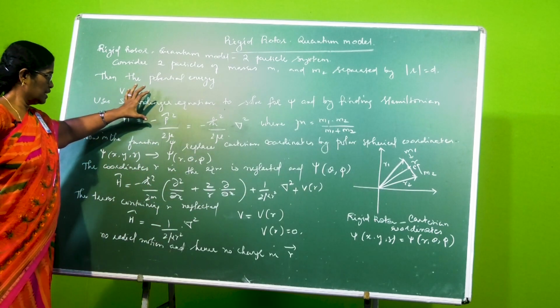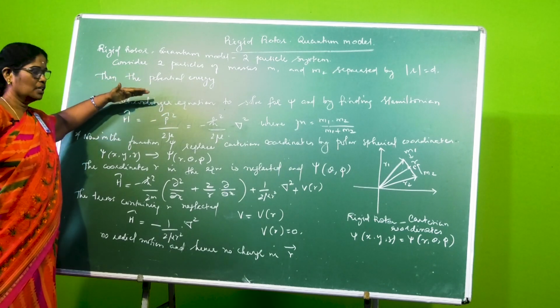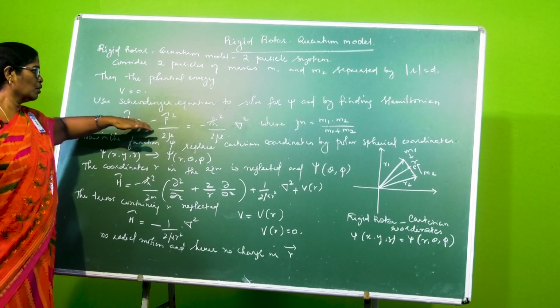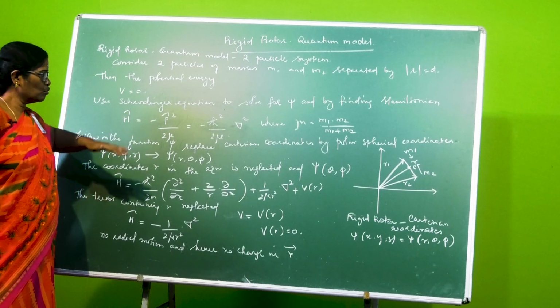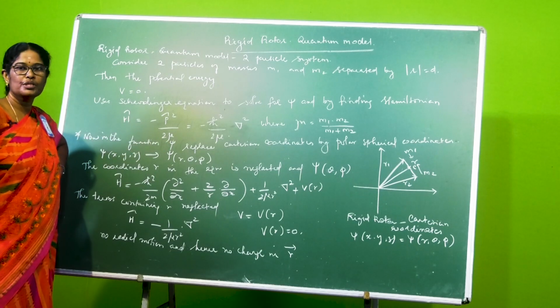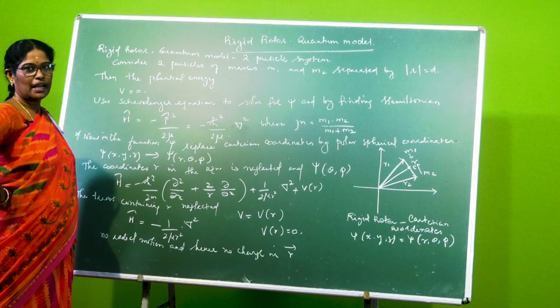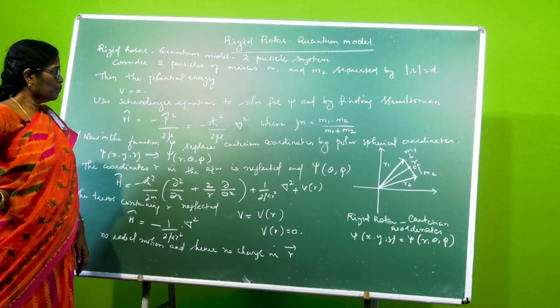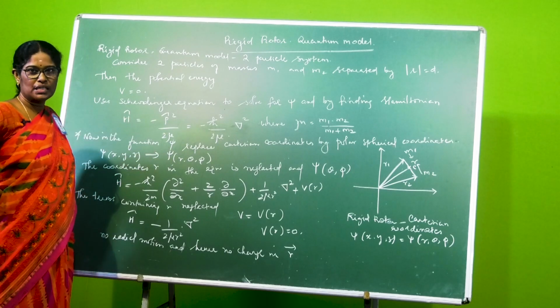Now we take into account the Schrodinger wave equation, or rather the Hamiltonian expression, represented by minus p cap square divided by 2 mu, where mu represents the reduced mass of the system of particles m1 and m2, and is given by mu equal to m1 into m2 divided by m1 plus m2. So first, we have to define the wave function psi.